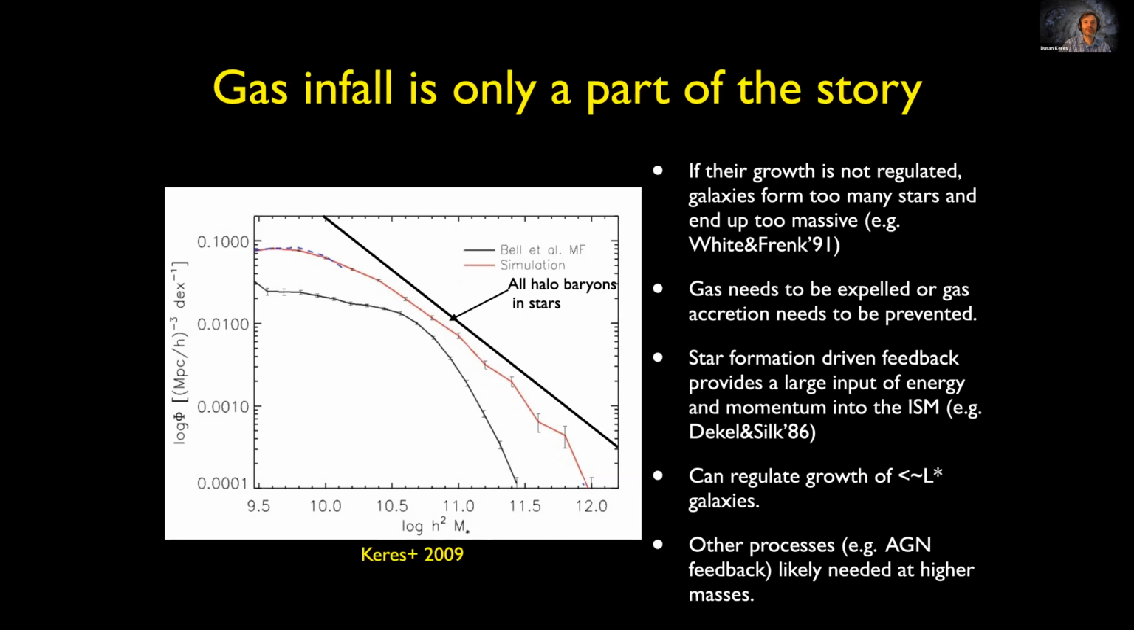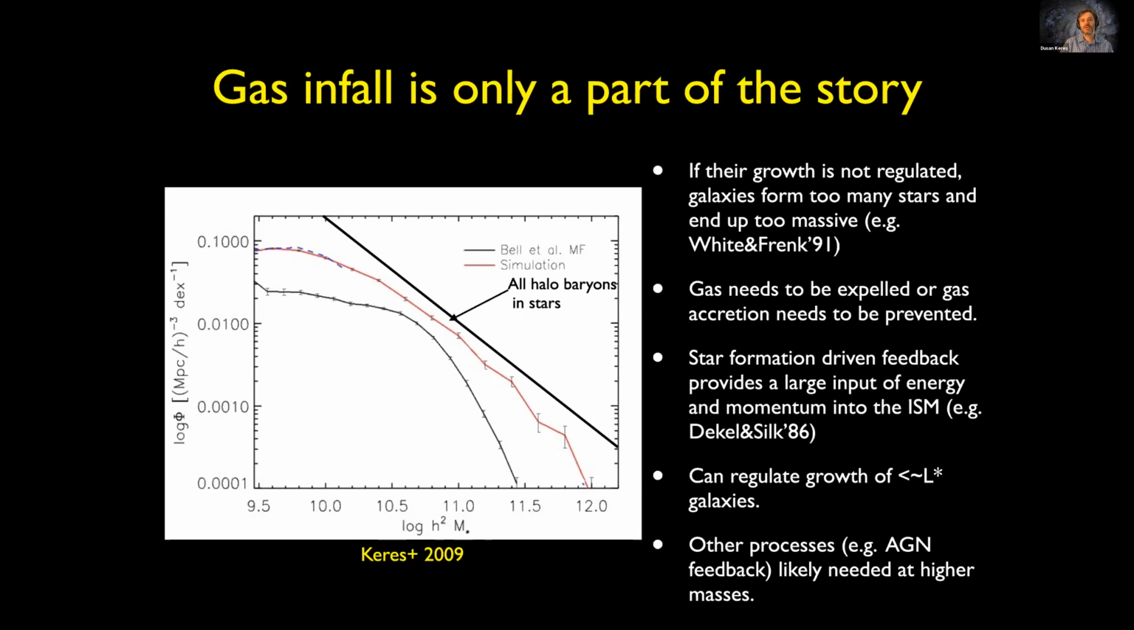So the black line shows the observed stellar mass function of galaxies, so number of galaxies per unit volume. The red line shows the results from typical simulations at that time that had only gas cooling and infall and structure formation and UV background, but no feedback from within the galaxies themselves.